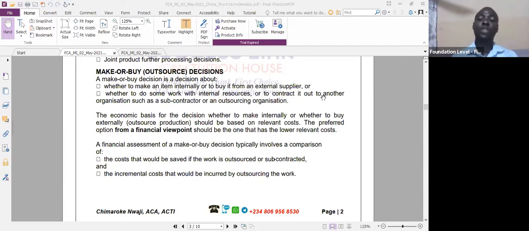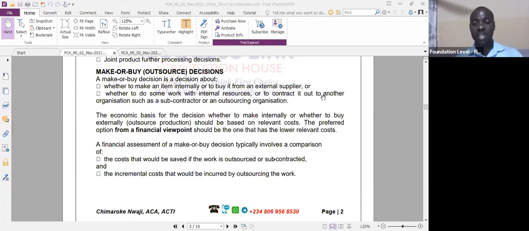What if the decision is to buy externally? Then there is a variable cost you must consider. That is the purchase price. How is purchase price a variable cost? If you have to purchase something at let's say 10 naira for 1 unit, when you buy 2 units, it becomes 20 naira. When you buy 10 units, it becomes 100 naira. So it varies proportionately.